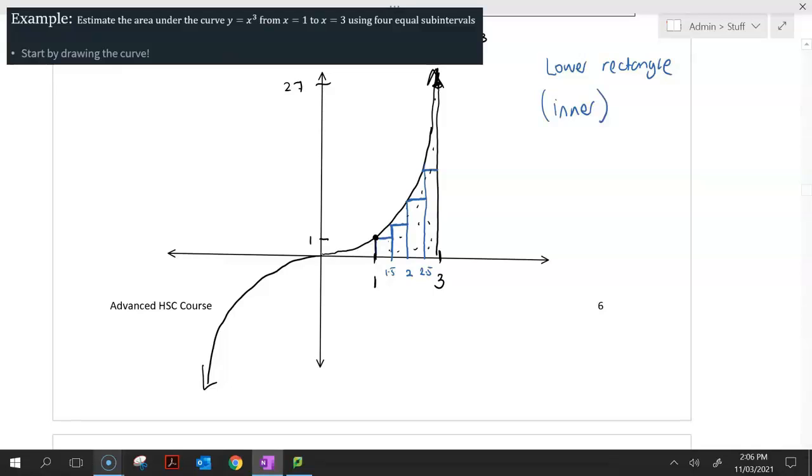So now I just need to work out the area of each rectangle and add it up. I know the width of each is going to be 0.5. And so the first one will be 0.5 times 1. For the second one, it'll be 0.5 times, how do I get that height? Well, it's just 1.5 cubed, isn't it? I won't work it out, I'll just write it like that. You could do it as a decimal if you like. How do I get the height of this rectangle?